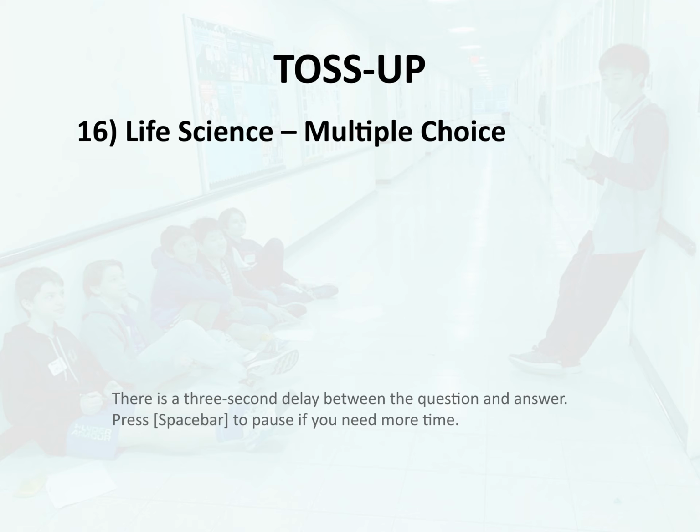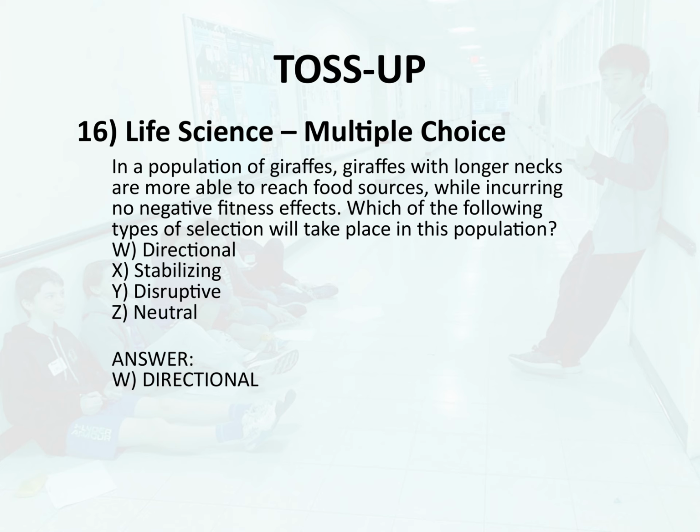Toss-up 16. Life science, multiple choice. In a population of giraffes, giraffes with longer necks are more able to reach food sources, while incurring no negative fitness effects. Which of the following types of selection will take place in this population? W. Directional. X. Stabilizing. Y. Disruptive. Z. Neutral. Answer. W. Directional.